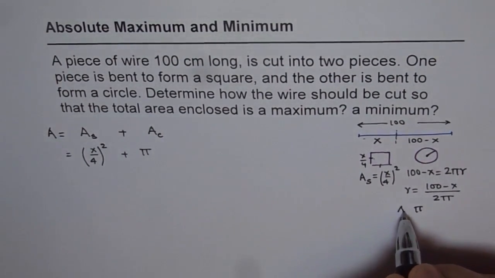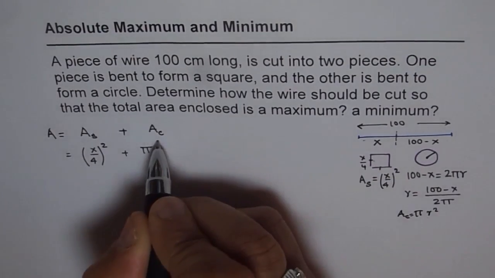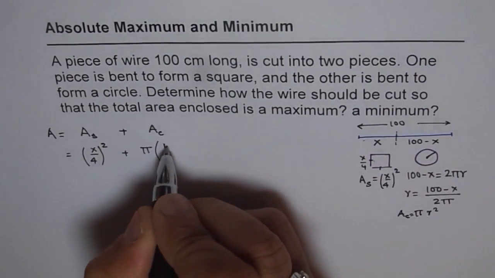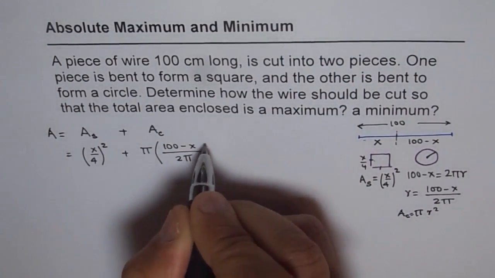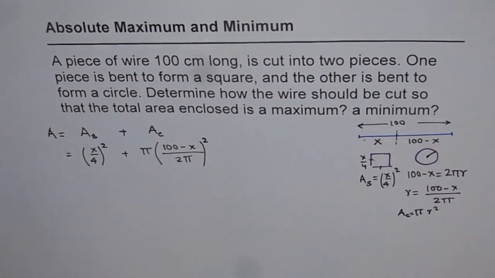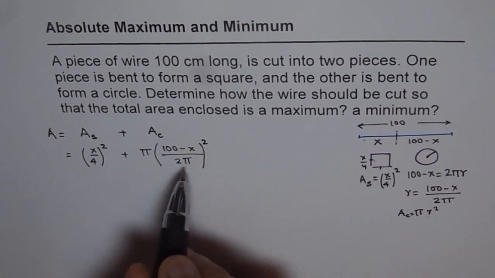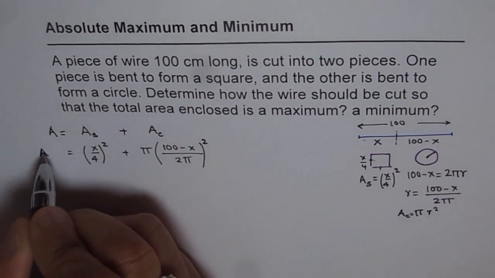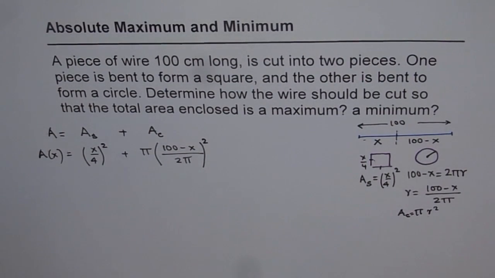So area of circle is pi r square, right? So we'll substitute r with this value. So we'll write r as 100 minus x over 2 pi, whole square. So that is pi r square. Do you get it? So that is the area. Now we have an equation in x. Do you see? So now we have a function, area in x, the length of the cut wire. So one variable. So we did all this exercise to get this function in one variable.